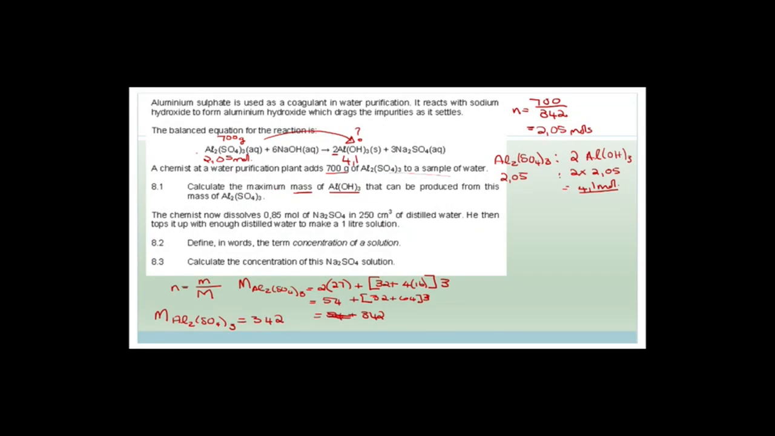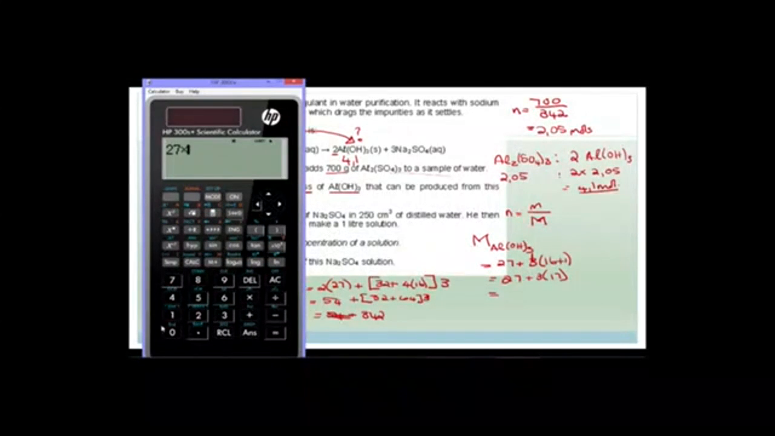Right, now we want the mass. And again, number of moles is equal to mass over molar mass. So we need to get the molar mass of aluminium hydroxide. Let's work that out. Aluminium again is 27 plus 3 times the hydroxide, which is 16 plus 1, so 27 plus 3 times 17. Then we need our calculator. 27 times bracket 3 times 17, close bracket, equals, oh, no wonder, there was a times instead of a plus. Let's go back up and delete, make that a plus, equals 78.